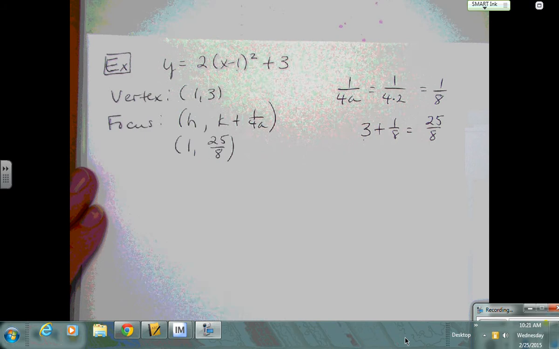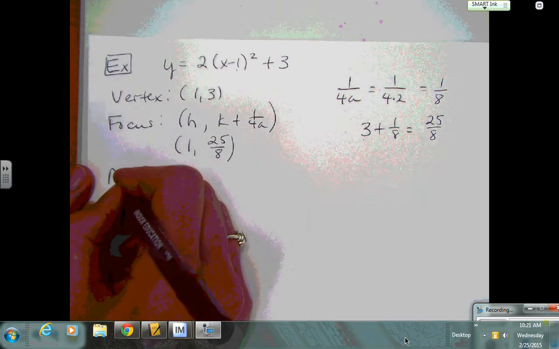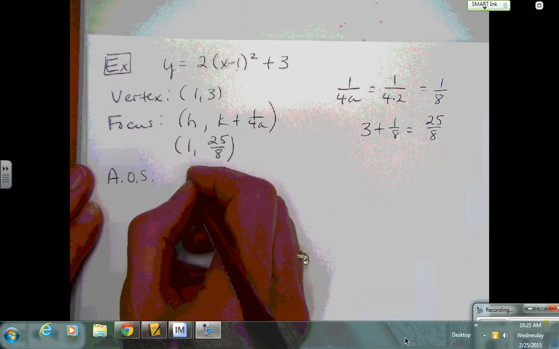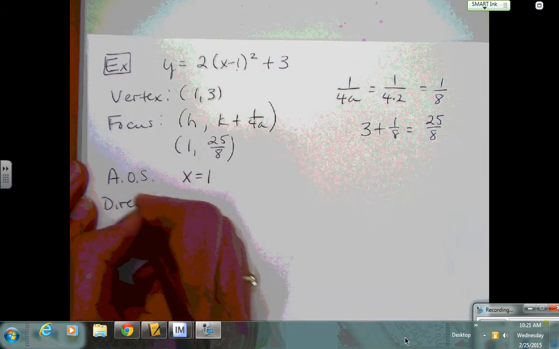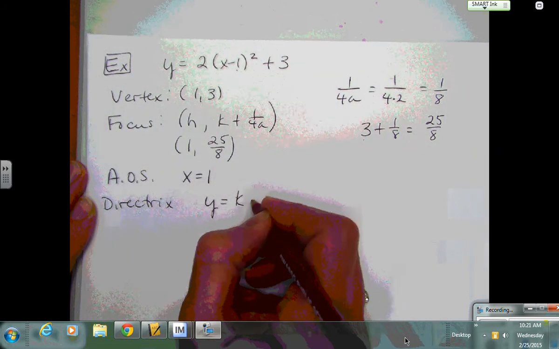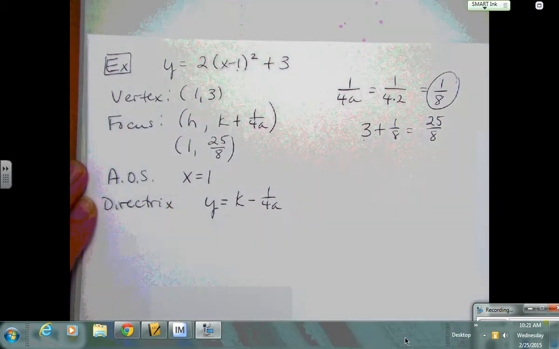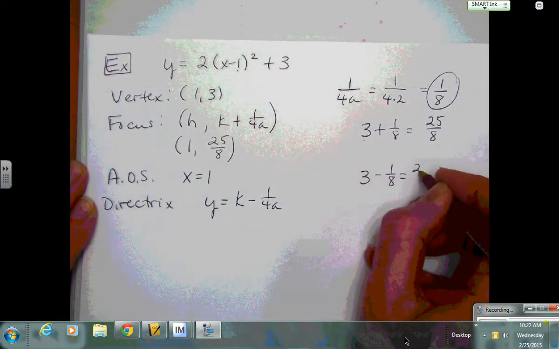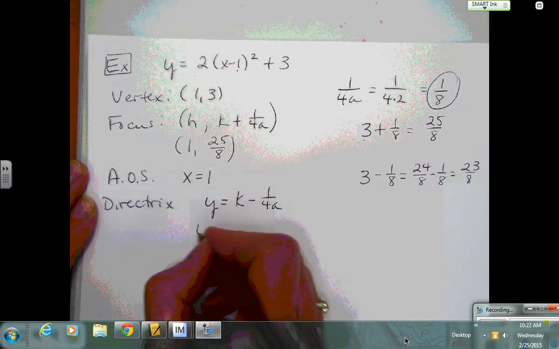The next part is to get the equations for the axis of symmetry and the directrix. So your axis of symmetry, when it's a vertical parabola, is just x equals h. So this is going to be x equals 1. The directrix is y equals k minus 1 over 4a. So I already know what 1 over 4a is. It's 1 over 8. Now I'm going to take k and subtract 1 over 8. So that's going to be 24 over 8 minus 1 over 8, 23 over 8. So my directrix is y equals 23 over 8.